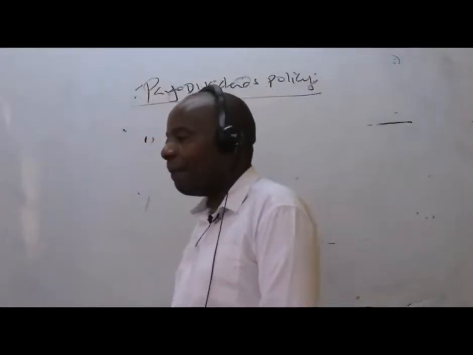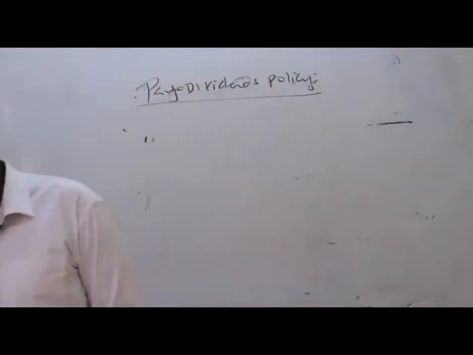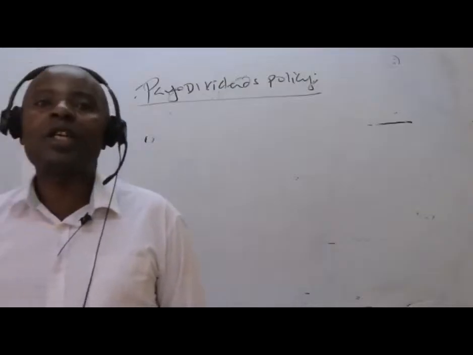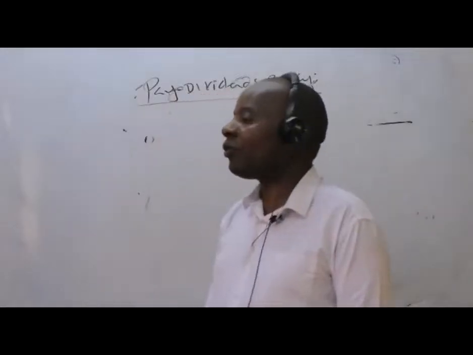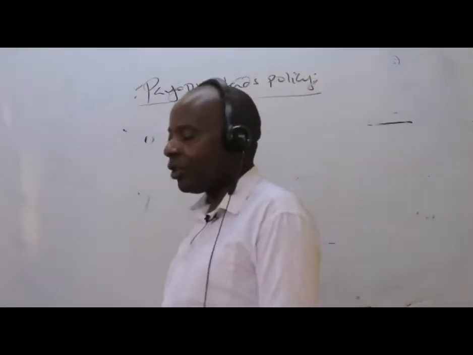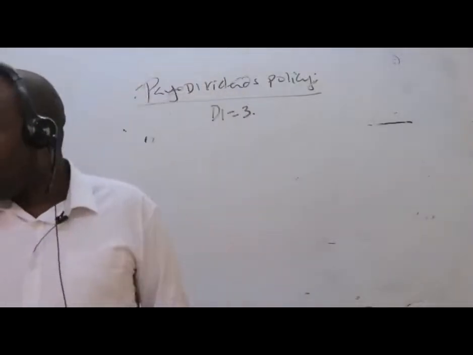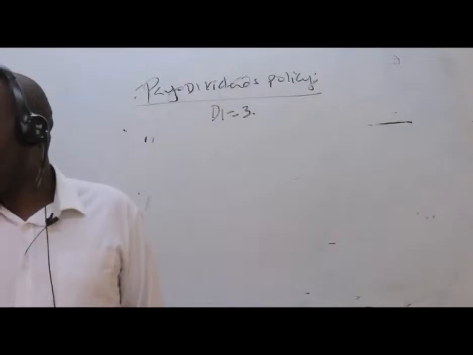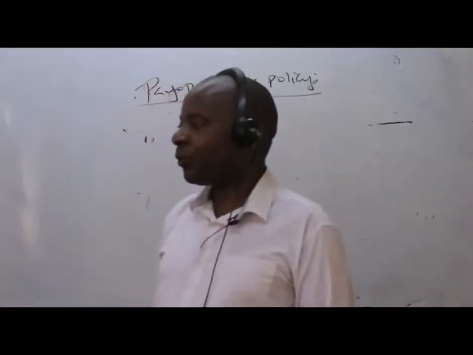I'm giving you a minute, you try that. So remember, we are paying dividends of how much? We are paying dividends of 3. So D1 is 3. I'm giving you exactly 2 minutes. You try doing that as we wind up this class.